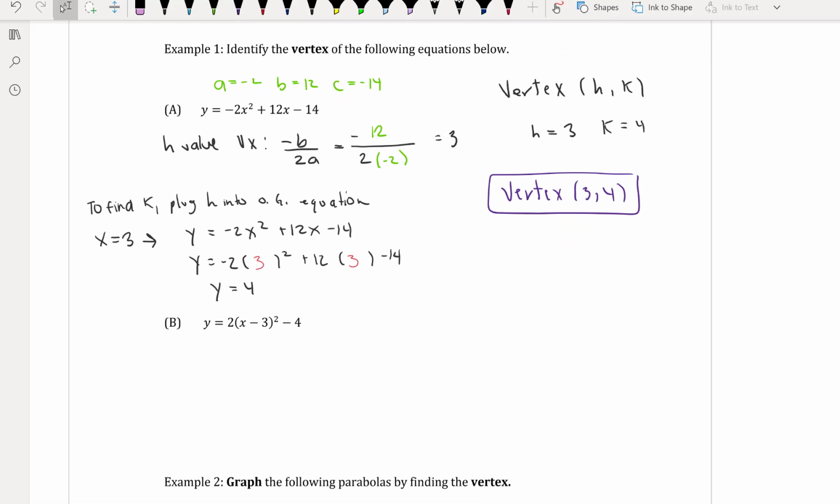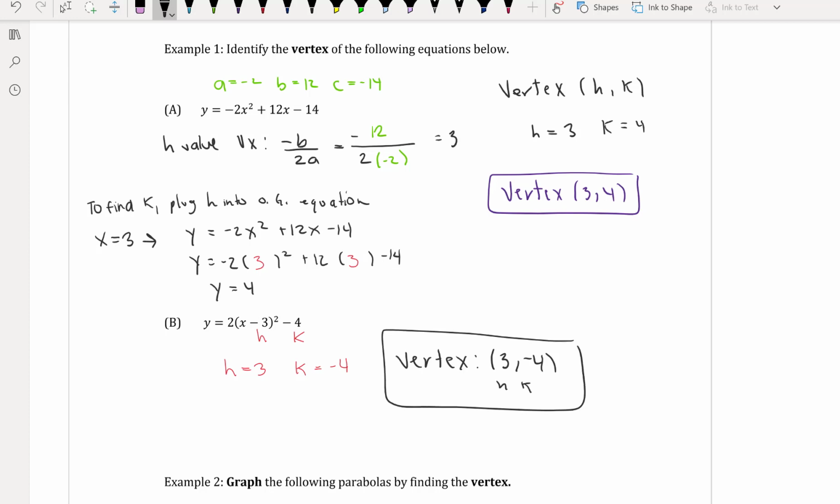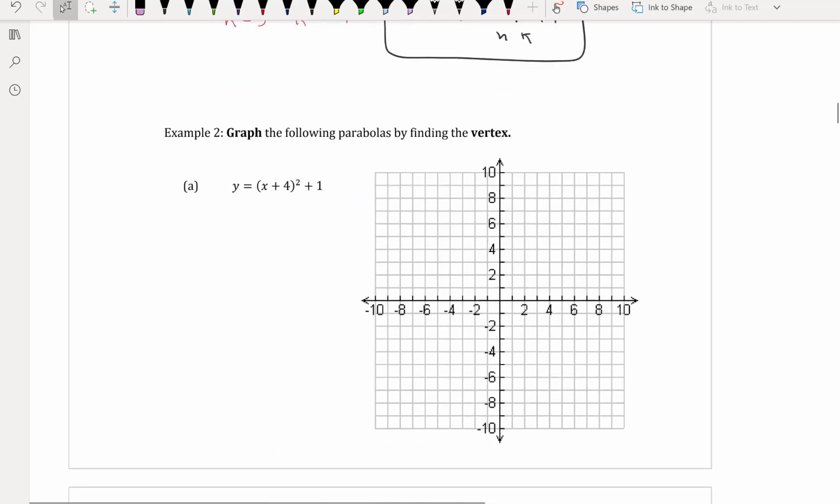Okay. So that's how I identify the vertex when it's in standard form. Now, if I have it in vertex form, then this is perfect. I have my h and my k value, where h is 3 and k is -4. So then my vertex is going to be 3, -4. So it's a lot nicer when it's already given to you in vertex form.